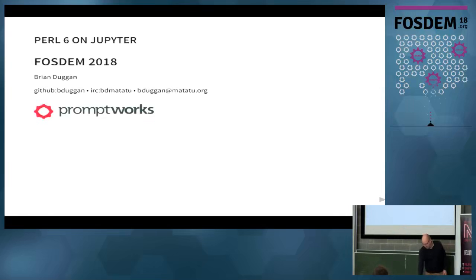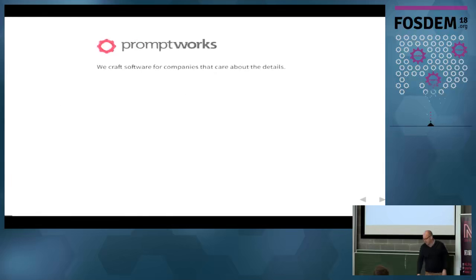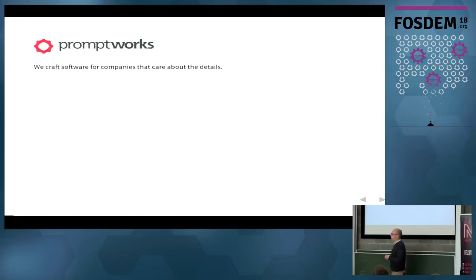So my name is Brian Duggan. I'm here from the US, from Philadelphia. I work for a company called PromptWorks. We're a consulting company. We do projects in a variety of languages: Perl, Python, Ruby, JavaScript, Elixir, Go. We're a polyglot organization.